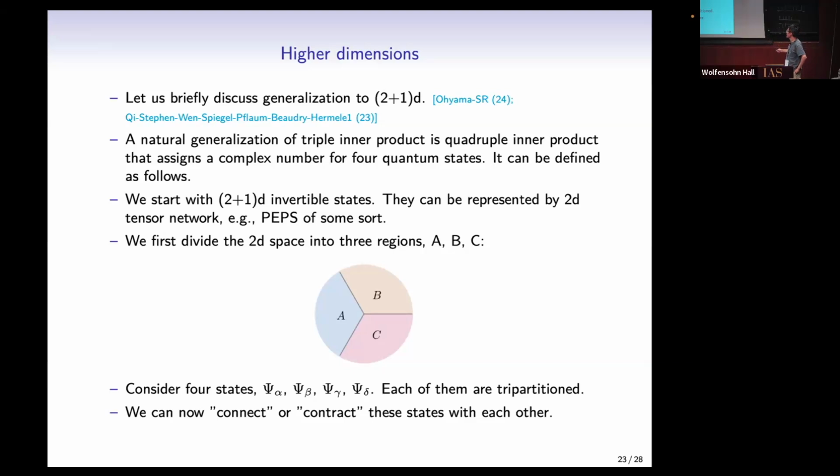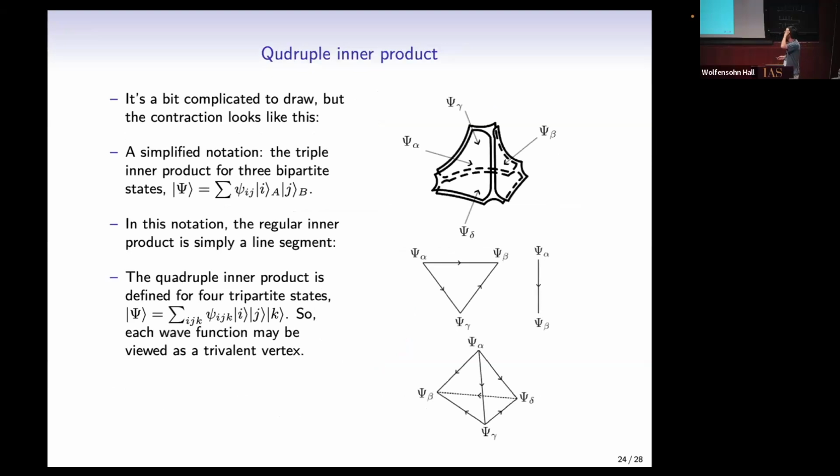And then we can contract these PEPS by using this tripartitioning. Unlike 1D, it's a bit more difficult to draw. If I draw it, it looks like this, but I think I prefer to use a simplified diagram here. So let's review the triple inner product using this simplified notation. In defining the triple inner product, I had to bipartition my 1D space into 2 regions, left and right. So schematically, I can write it this way.